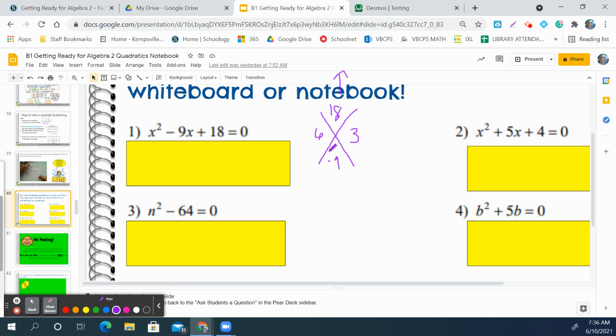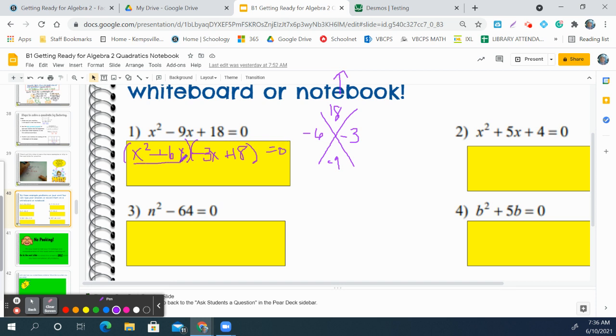So if I have a negative 9, the bigger factor has to have the same sign, right? And then in order for this to be positive, they both have to be negative. Negative times a negative is a positive, and negative plus another negative is just a bigger negative. So when we put this all back together, we've got x squared, minus 6x, that's a minus, not a plus. And then minus 3x plus 18 equals 0.